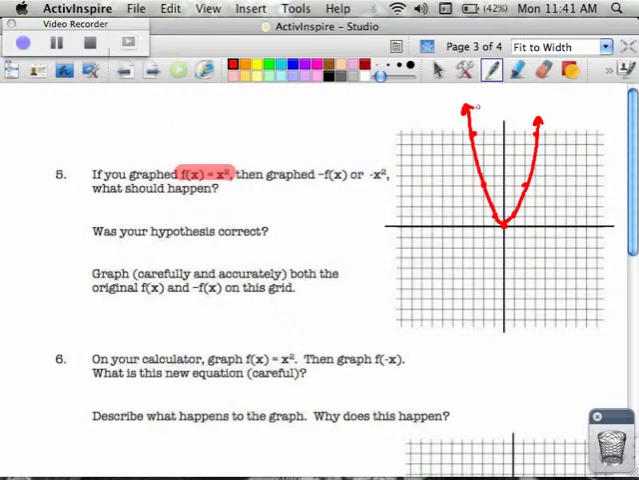And if I did the opposite on the outside, in other words this thing right here, so I'd have negative x squared, what I see is a graph that looks kind of the same, but it's just flipped upside down.